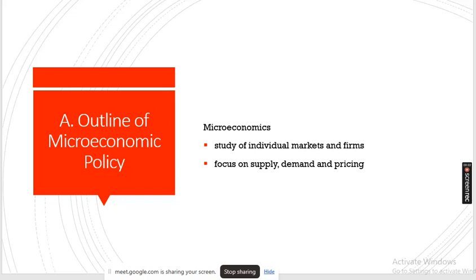microeconomic policy. So what is microeconomics? Microeconomics involves the study of individual markets and firms. So you try to study the individual markets and firms. So it focuses most on three areas: supply, demand, and pricing. That's what microeconomic policy focuses on.